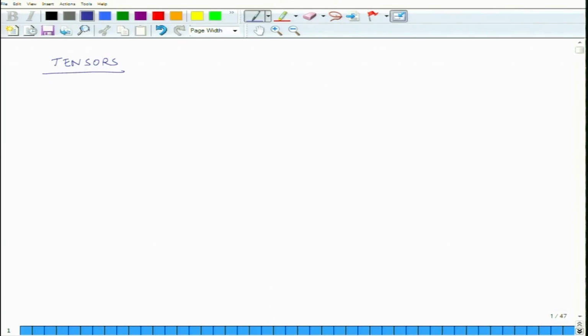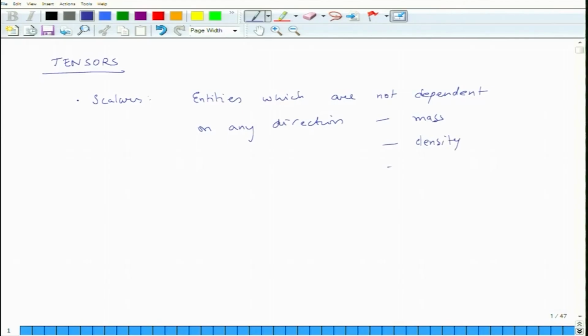Now, we all know what scalars are. So, we have scalars, these are physical entities which are not dependent on any direction. An example of a scalar would be the mass of an object. It does not depend on whether you change the direction or the reference coordinate system, the mass of a body remains unchanged. Another example would be density, or for that sake temperature.